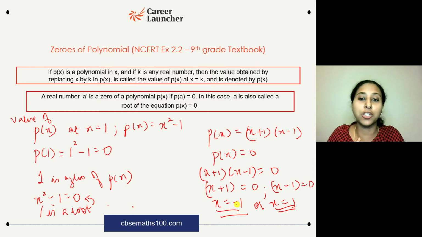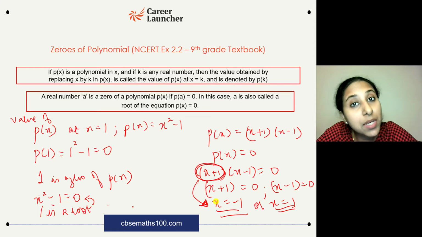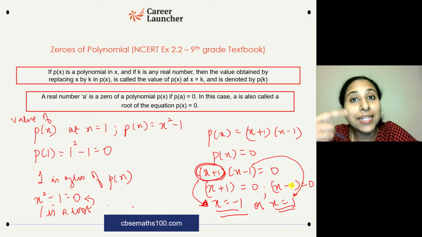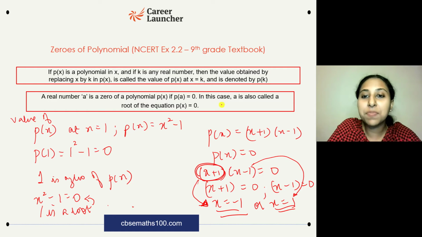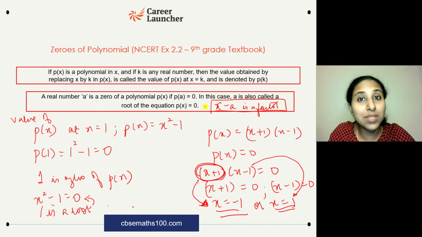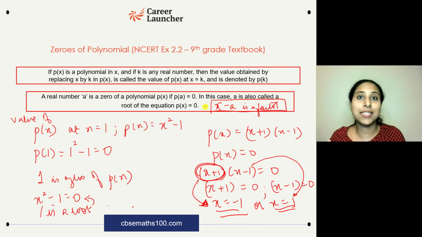There is also one more implication over here. If x plus 1 is a factor, it automatically implies that minus 1 would be a 0. If x minus 1 is a factor, it means that x is equal to 1 is a 0. So if x minus a is a factor, please remember that in that case, a would be a 0. All right. And vice versa is also true. If a is a 0, x minus a would be a factor. All these things you require from what you have learned in 9th grade.